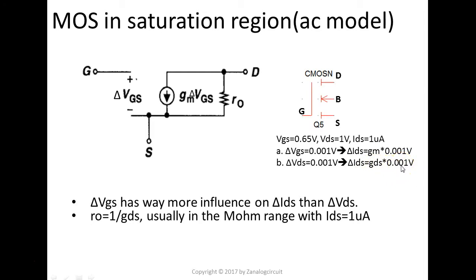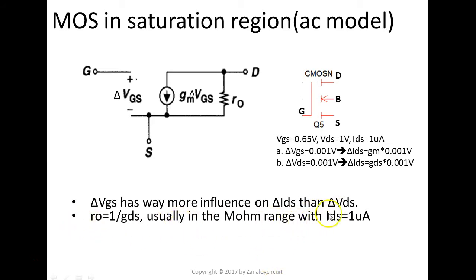When you design, you will later on know that usually when the device is in the saturation region, GM is at least tens of times GDS. If that's the case, you're going to see that 1 millivolt on the VGS causes a lot more change in IDS. So as we pointed out here, VGS has way more influence on delta IDS than VDS.